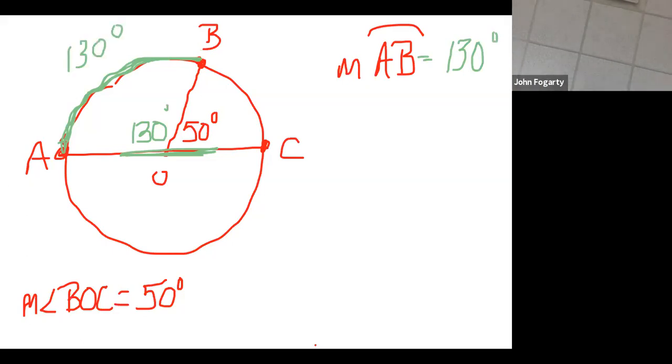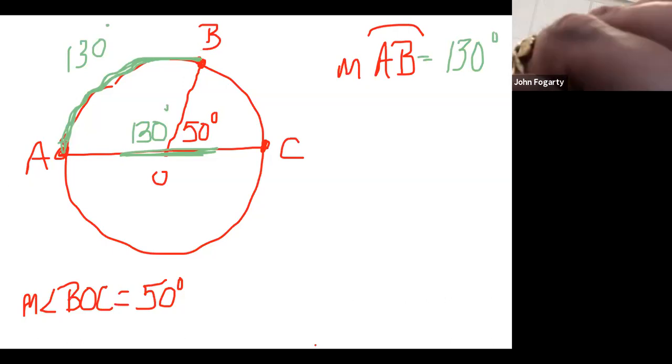So you can do it two ways, fellas. If you know the angle, you know the measure of the arc. If you know the measure of the arc, you know the measure of the central angle. Comprende? That's not brain surgery, by the way, right? All righty.